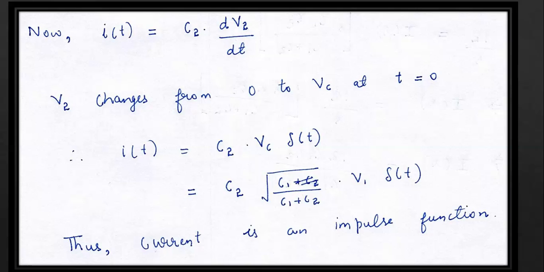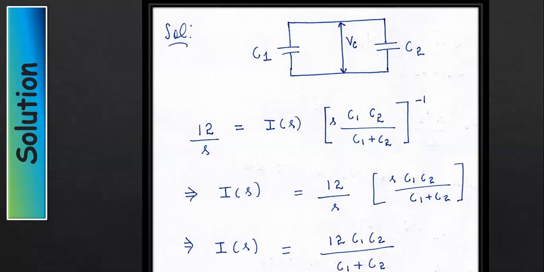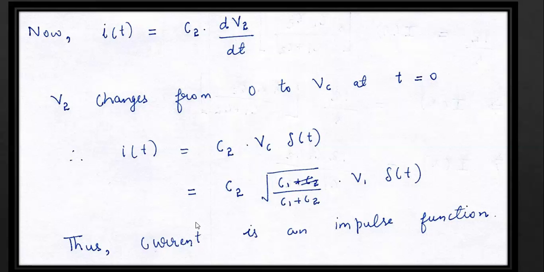Now the current I is equal to C dV by dt. So C2 dV2 by dt, and V2 has changed from 0 to Vc at t is equal to 0. So IC will be equal to C2 into Vc delta t. Substituting for Vc, we will get IT is equal to C2 under root of C1 divided by C1 plus C2 into V1 delta t. Thus this current is an impulse function. Now we can see that there is some flaw in this approach which we used earlier. You have to find out the flaw and comment on it.